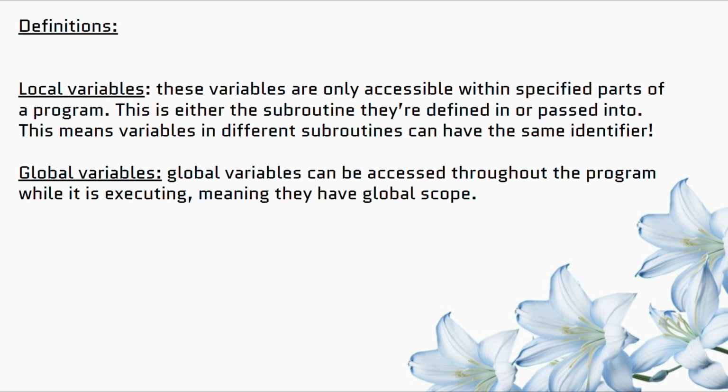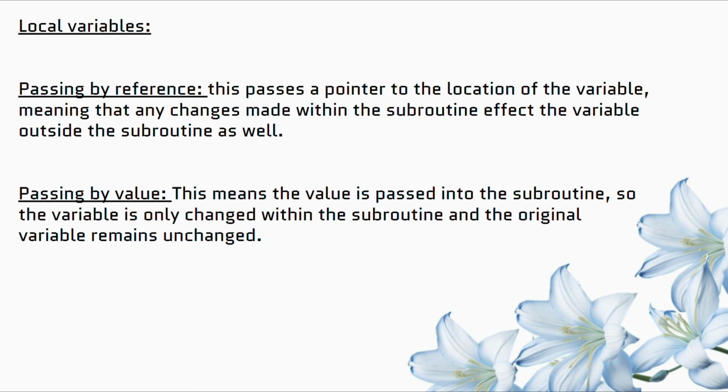So, what actually are the benefits and drawbacks of this? Before I talk about that, I actually need to go into what you can do with local variables. There's 2 different things you can do. You can pass by reference, and you can pass by value. Now, passing by reference is quite intuitive with its definition. You're referencing the original variable, right? You're passing a pointer to the location of the variable, the memory location, meaning that any changes made within the subroutine affect the variable outside the subroutine, right?